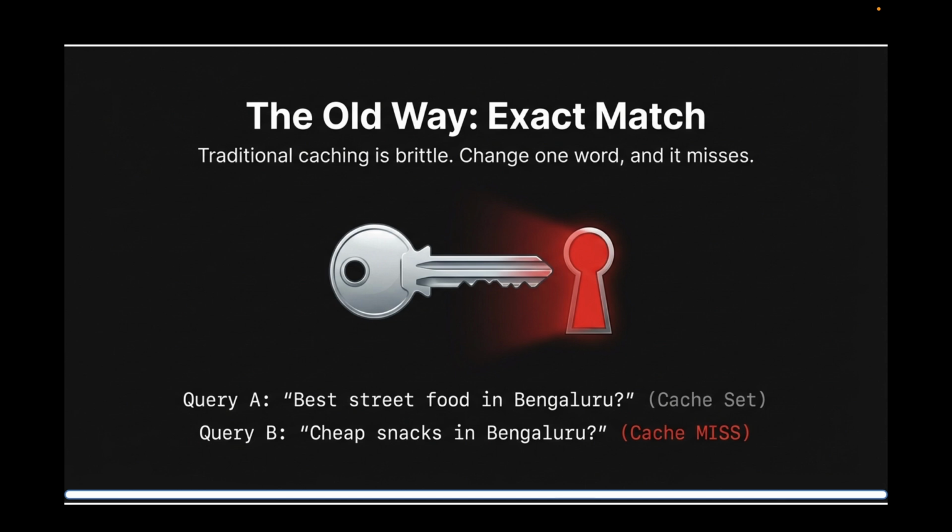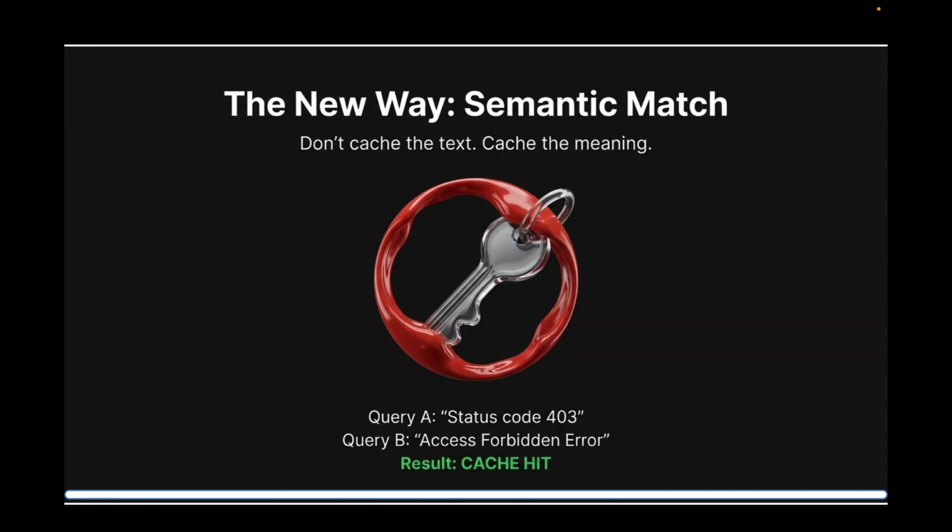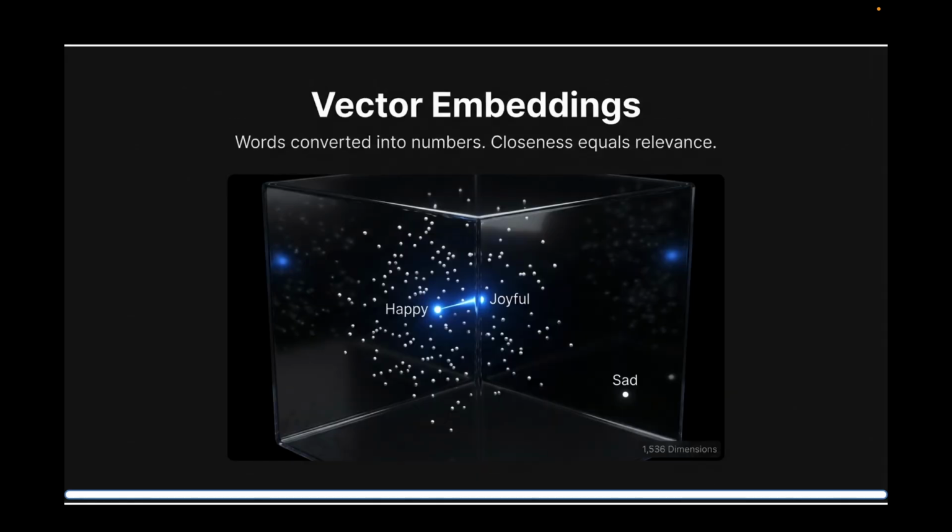A user asks a question. Every single similar question that comes after it, regardless of exact wording, could be answered in under 10 milliseconds at zero API cost. That's what we are going to learn, how to build that system. This is what is called semantic caching. And by the end of this tutorial, you are going to understand it so deeply that you could explain it to anyone.